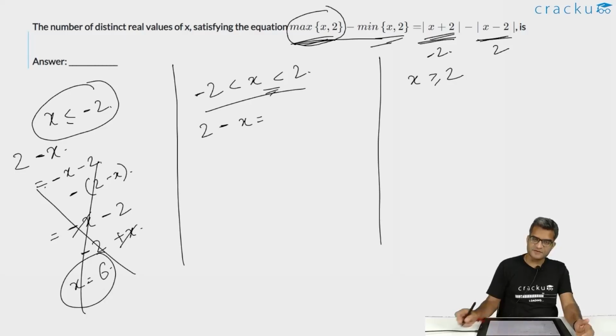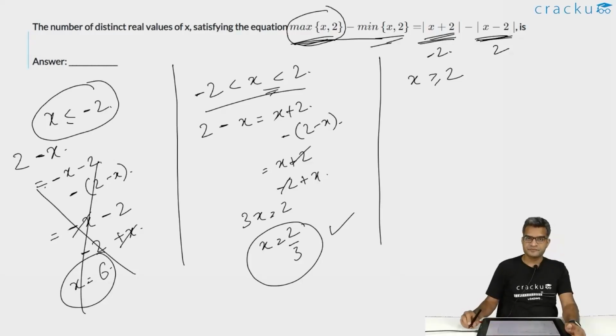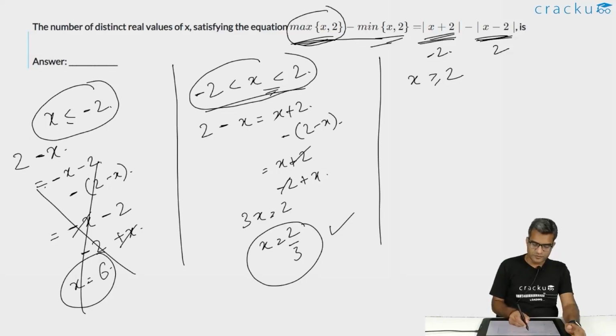So modulus of x plus 2 will be x plus 2, and x is less than 2, so modulus of x minus 2 will be minus 2 minus x. So again, if you are simplifying the right hand side, this is x plus 2 minus 2 plus x. We can cancel this 2, or the value of 3x is equal to 2, or the value of x is 2 by 3. This is a valid solution because this lies between minus 2 and 2.